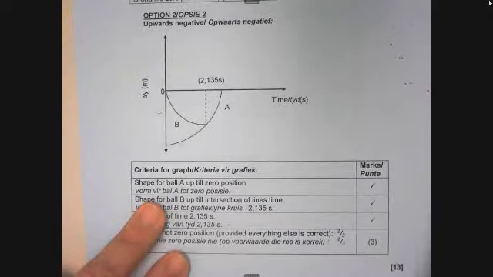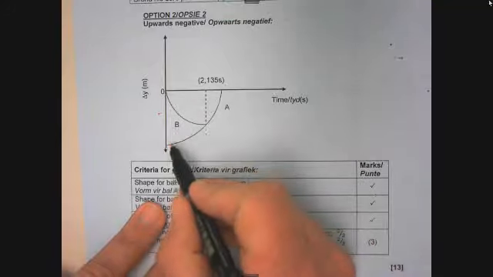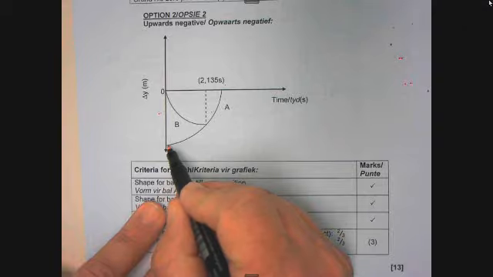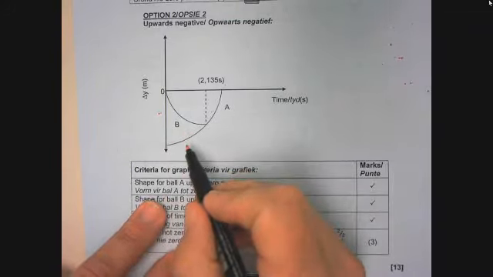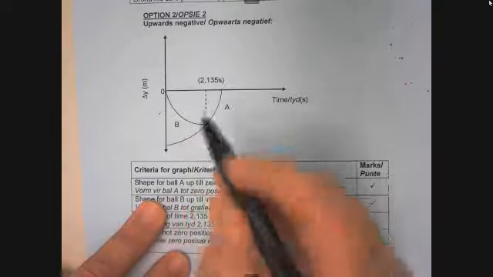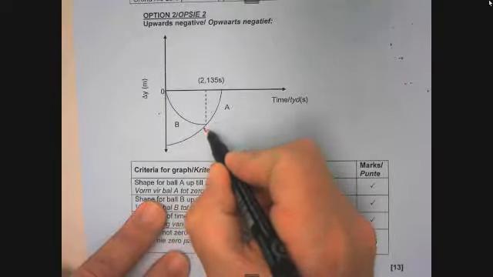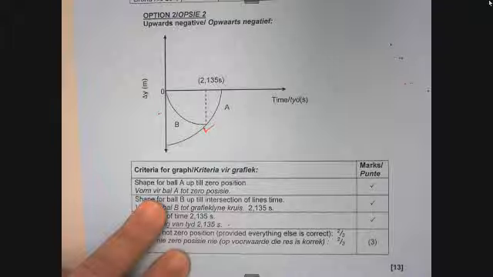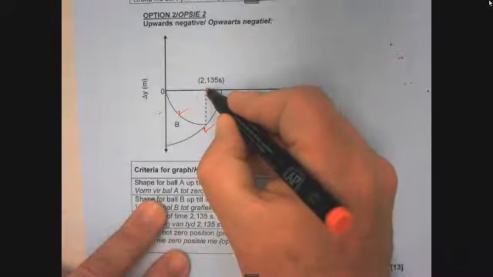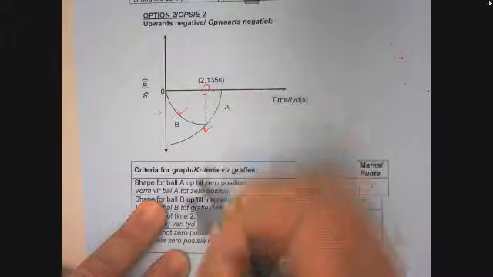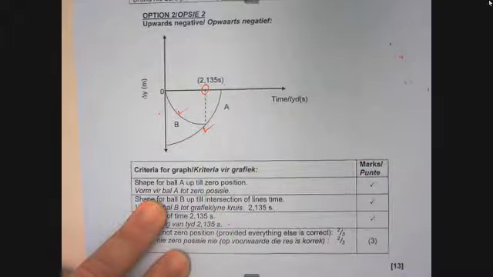If the learner has chosen upwards as negative, then it will be a mirror image of the direction chosen as upwards positive. So here is the graph for A, the graph for B, and the intersection at this time of 2,135 seconds.